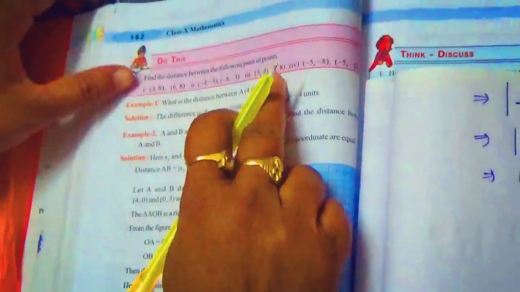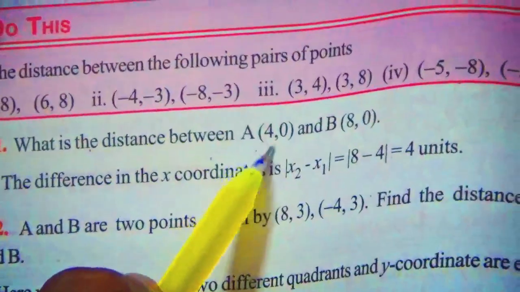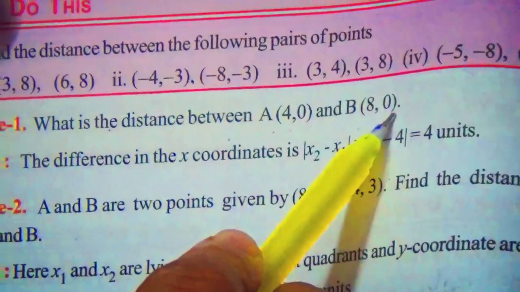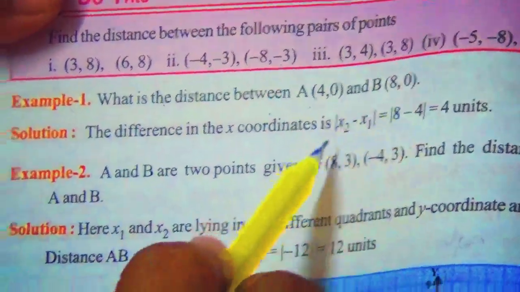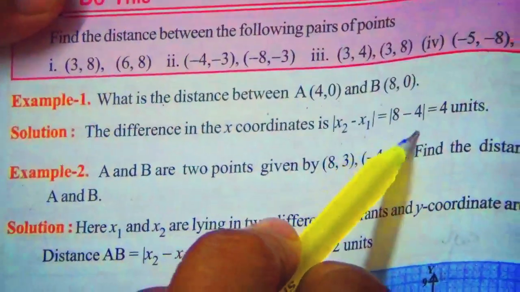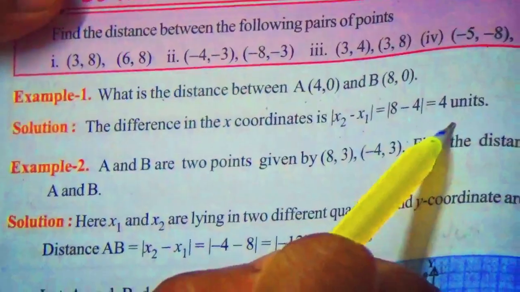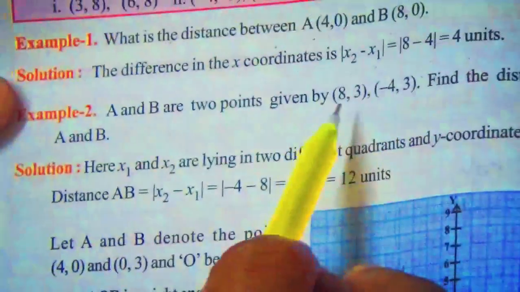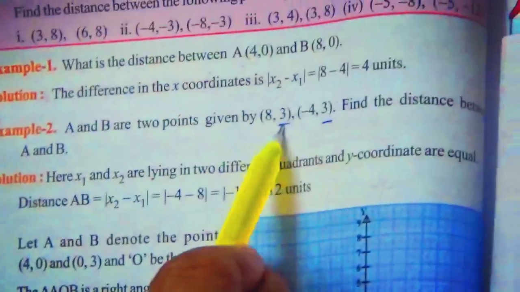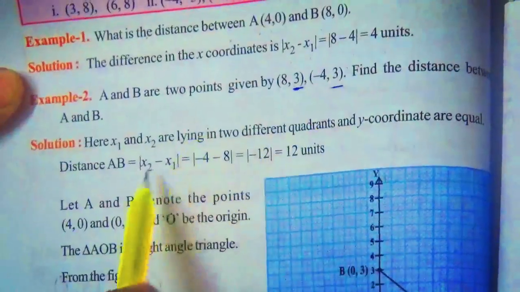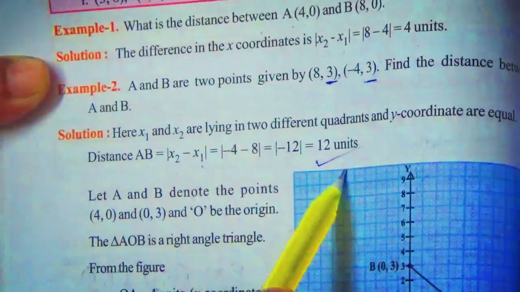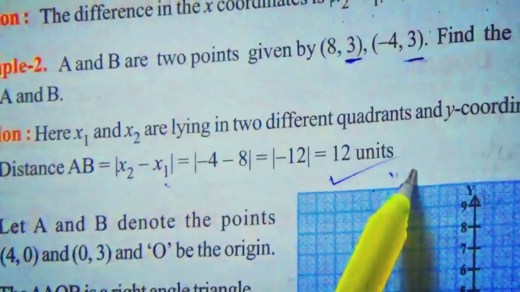Do this. Okay, example 1: what is the distance between A (4, 0) and B (8, 0)? Here the y coordinates are 0. Hence the formula becomes x2 minus x1, which is 8 minus 4, equal to 4 units. You can do this, right? And in example 2 also, look here, the y coordinates are 0. Then the formula gives x2 minus x1. Up to here you can write. Then it is the next formula.